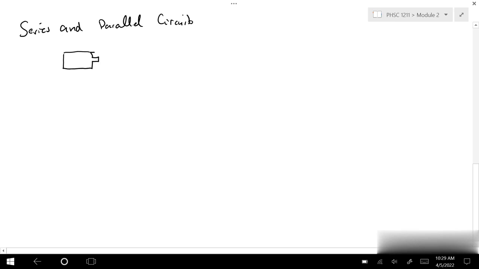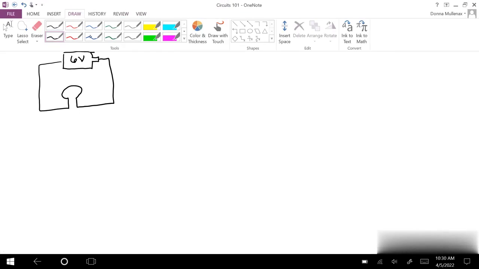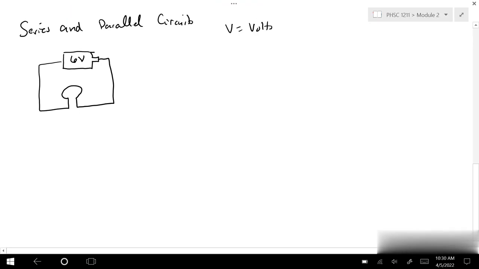So I want to look at a power supply. We'll have a battery, and I'm going to have a 6-volt battery. Again, this V is equal to volts. And I'm going to hook it up to one light bulb. So I have a complete circuit. Now I'm not going to be really worried about the direction the current's flowing. The current's going to come out of the negative end and try to go into the positive end because the electrons are attracted to that positive end. But I'm not really going to focus on details like that.